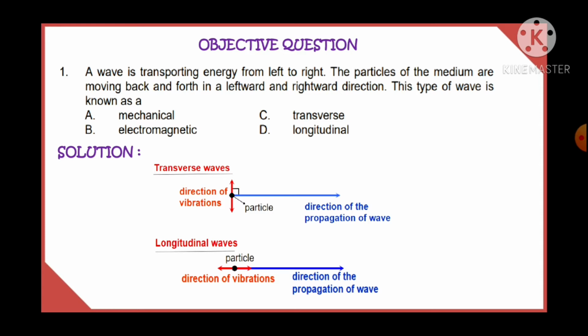To identify the correct answer, let's recall what you have learned before, which is about the types of wave. The solution shows how to differentiate between the transverse wave and the longitudinal wave. We compare the vibration of particle and the wave propagation. If the vibration of particle is perpendicular to the direction of the wave propagation, it is a transverse wave. And if the direction of the particle vibration is parallel to the direction of the wave propagation, it is a longitudinal wave. So for question number 1, the answer is D.